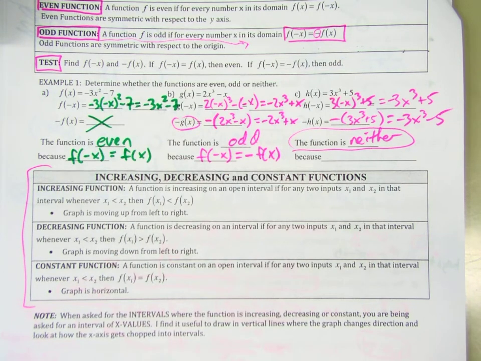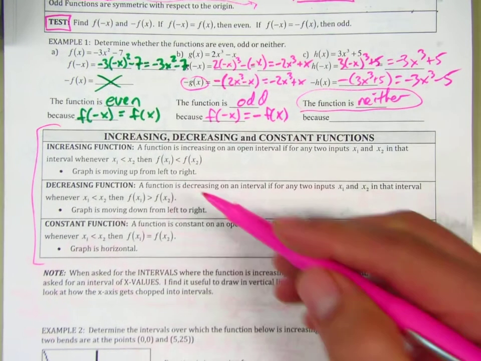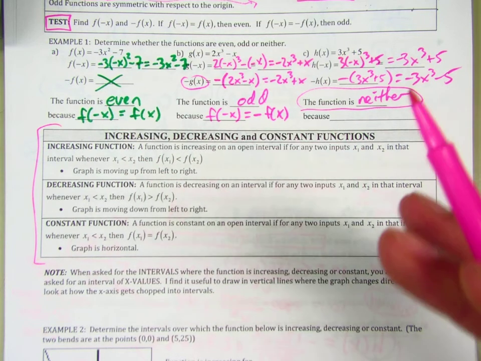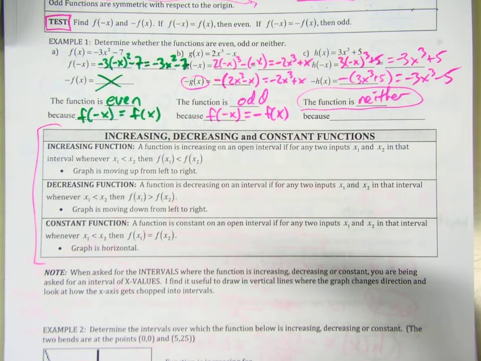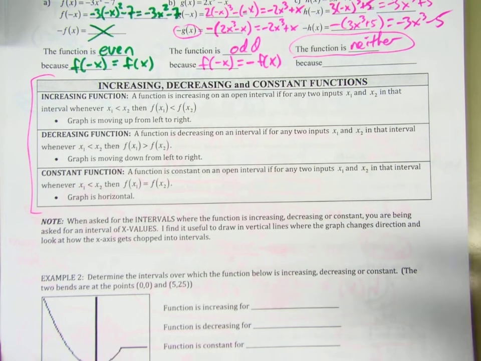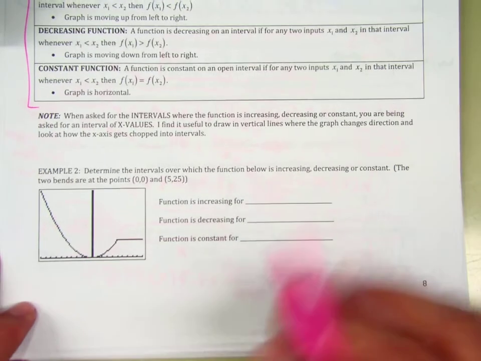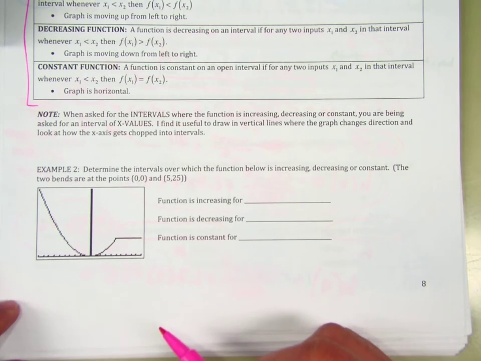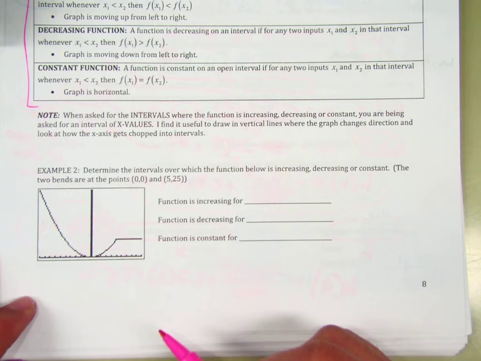Let's talk about increasing, decreasing, and constant functions. These are the formal and fancy definitions. We're not going to be worried too much about those. I think you guys already know how to do this just by looking at the picture. Most of this is just knowing how to answer the question the way they want us to answer it. Because if I gave you this picture and asked you to highlight where it's decreasing, would you be able to do that?